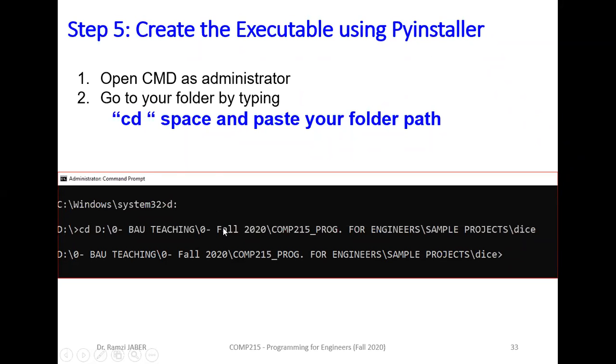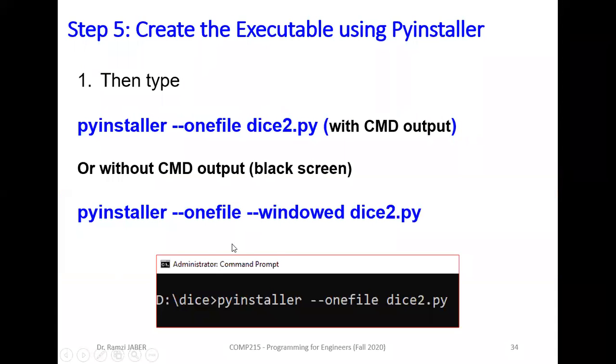Again, open CMD as administrator. Go to your folder by typing like here. Our path will be in drive D. So I type D: to open D, then type cd space your project path, and enter. So now you are inside your folder. My path is very long here. I put my project inside the dice folder on D.